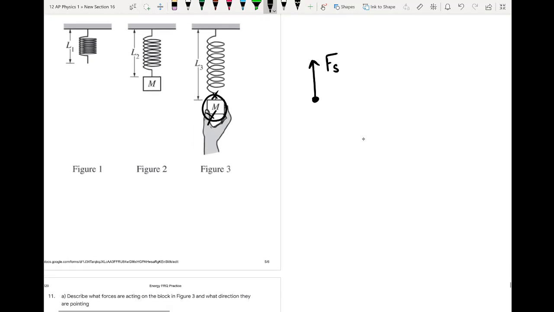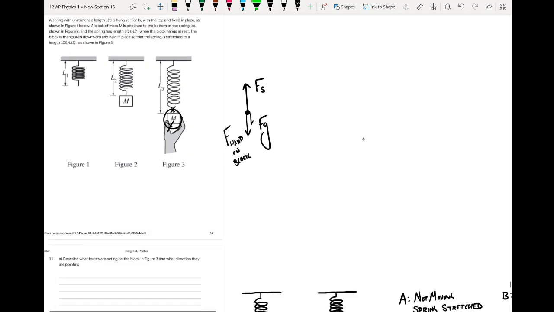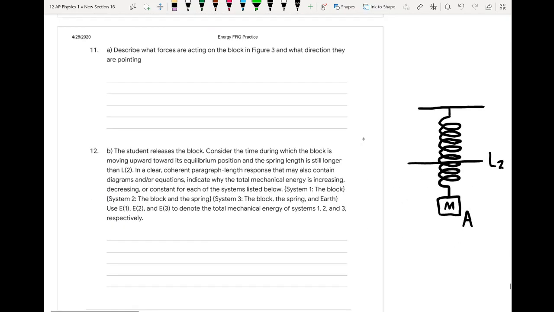And then let's think about it. We also have this hand pulling our block downwards. It says that our hand is pulling it down, so we have a force of the hand acting on the block. And then finally, the block has mass, so we know that it has this gravitational force pulling it downwards. So that's just a quick little force diagram. It won't help us so much in this case.